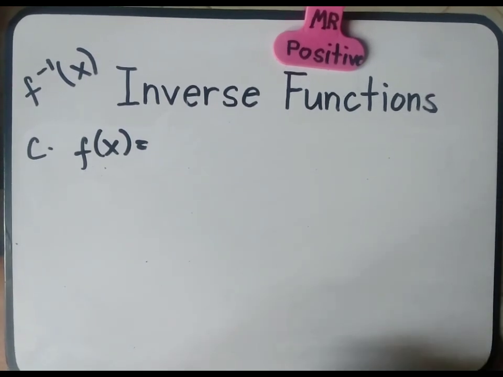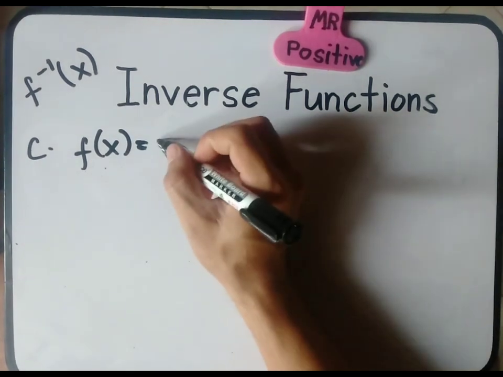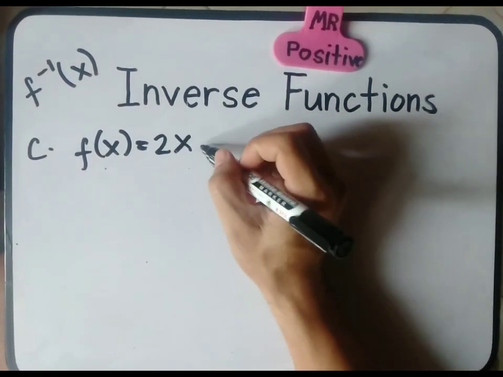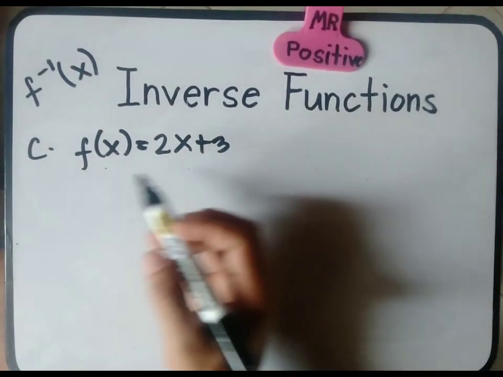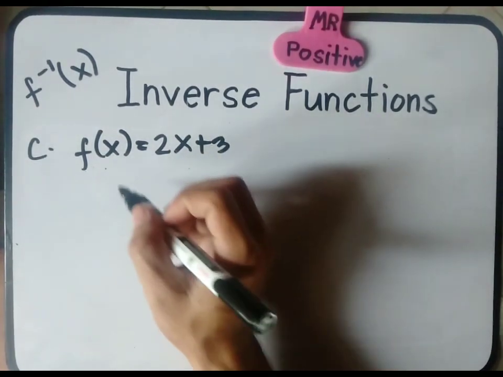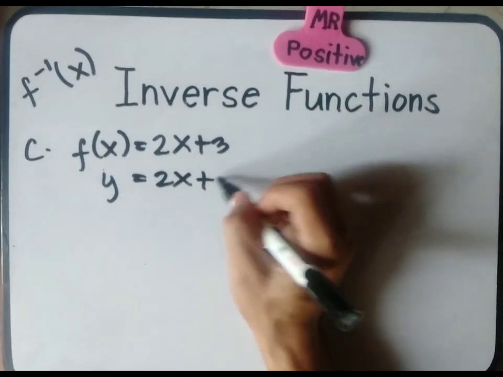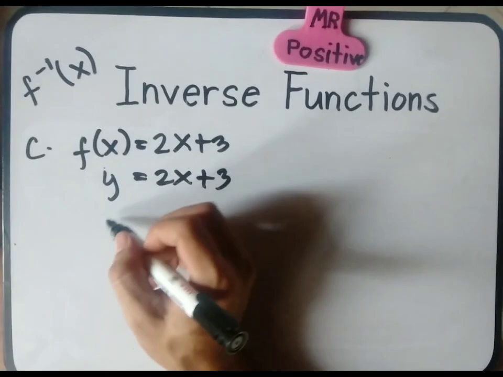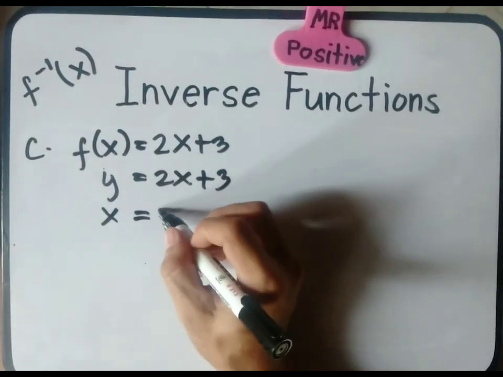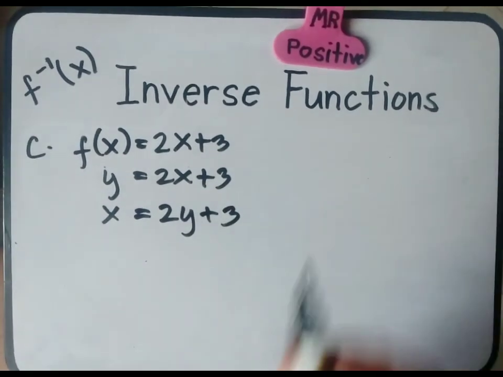Okay, another example, we have f of x is equal to 2x plus 3. Replace f of x with y. So y equals 2x plus 3. And then interchange x and y. Y will become x, and then x will become y. So x equals 2y plus 3.